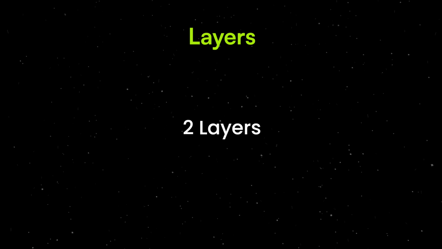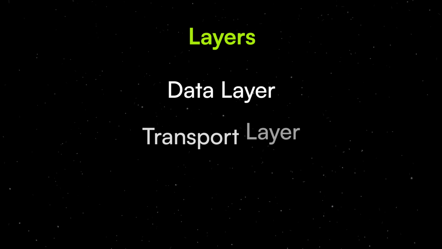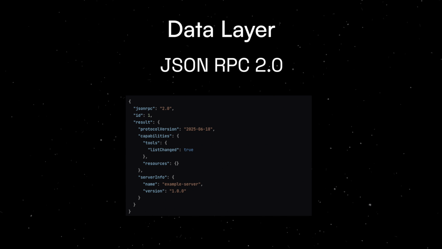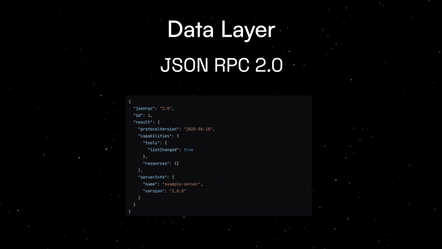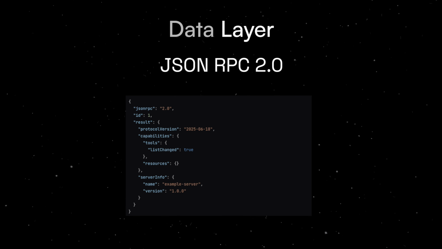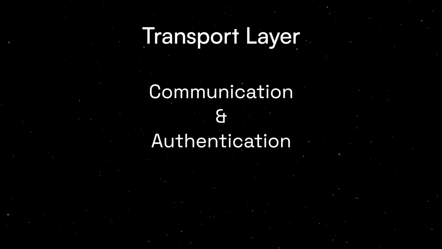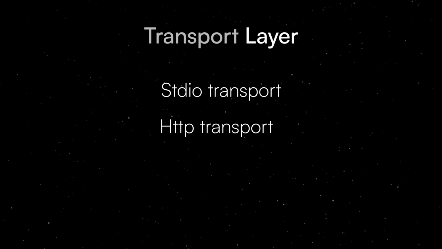Now let's look at layers. MCP has two main layers: the data layer and the transport layer. The data layer implements a JSON-RPC 2.0 based exchange protocol that defines message structure and semantics. The transport layer manages communication channels and authentication between client and server. MCP supports two types of transport: standard input-output transport and streamable HTTP transport.